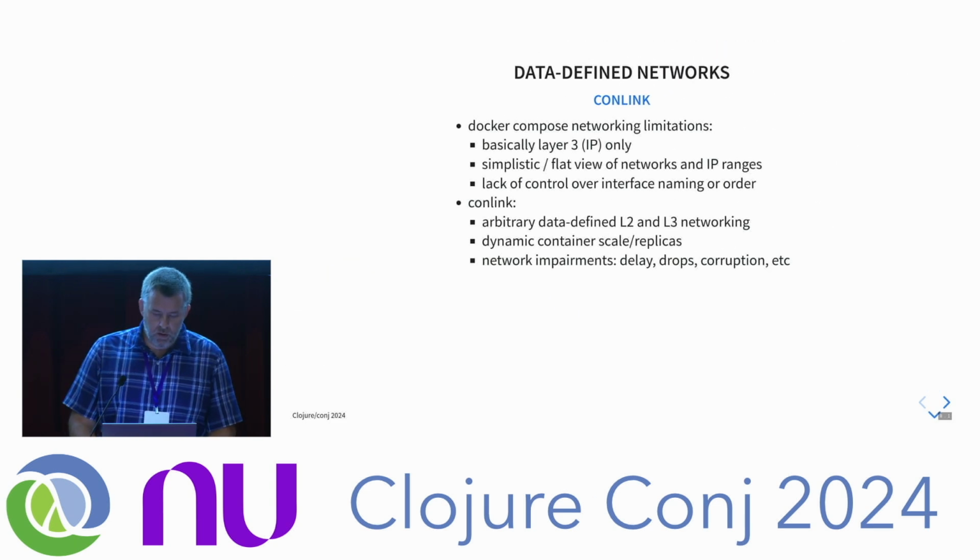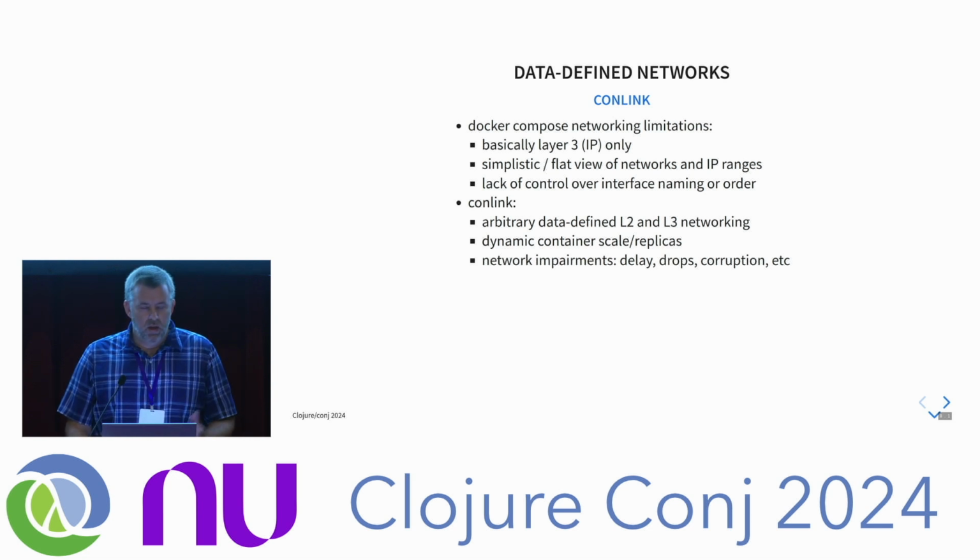Some of those limitations are that the default Docker Compose networking is basically layer 3 only. It's IP level. It has a pretty simplistic, flat view of the networks and the IP namespace, IP ranges. You can technically define multiple networks in your Docker Compose and attach multiple networks to single services. But you don't have any control over what the interfaces will be named or the numbering or order of those interfaces. And so Conlink is a tool that we use to solve the networking problem in Docker Compose context.